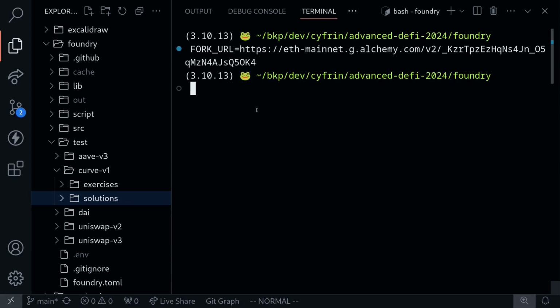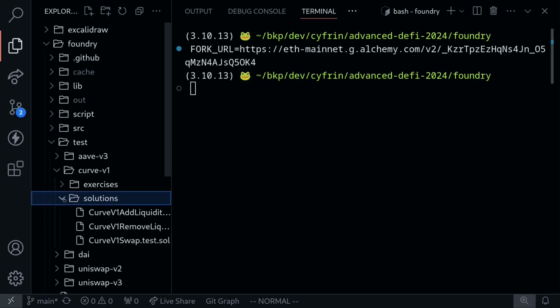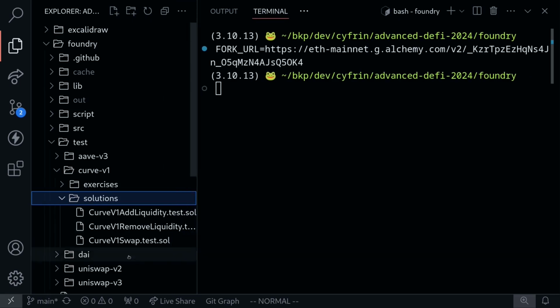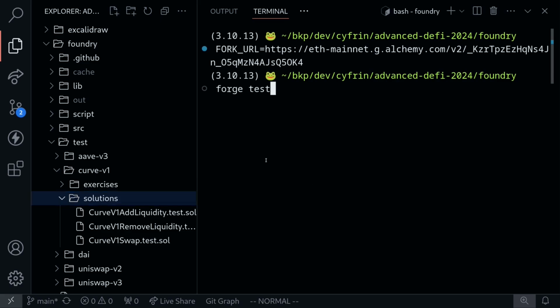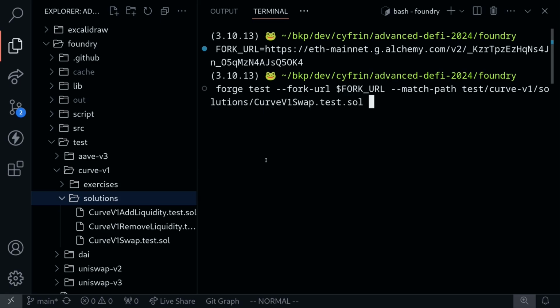Next, let's execute one of the tests inside Curve V1 solutions. Let's execute the code inside CurveV1Swap.test.sol. To do this, you'll have to type forge test followed by --fork-url, and then the environment variable that we set, $FORK_URL, and then the path to the test is --match-path test/CurveV1/solutions, and the name of the contract is CurveV1Swap.test.sol. And if you wanted to also print out the console logs, then you'll type -vvv.